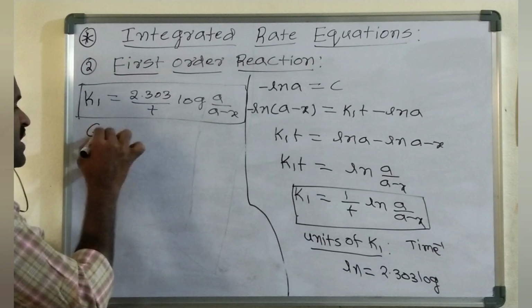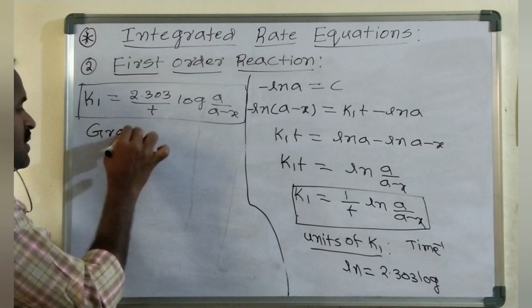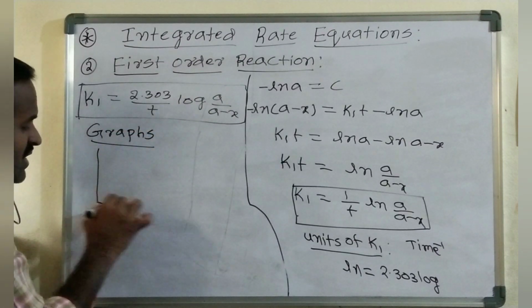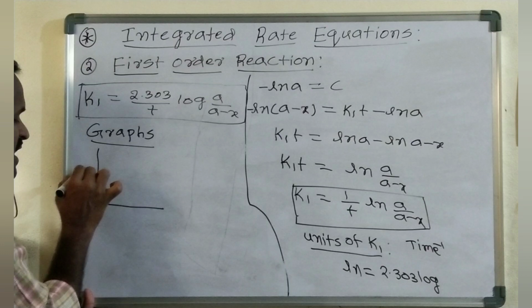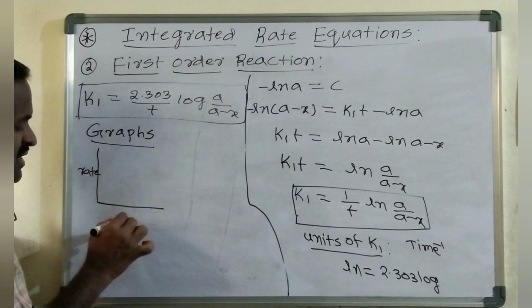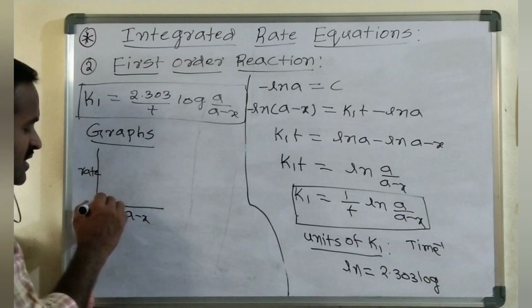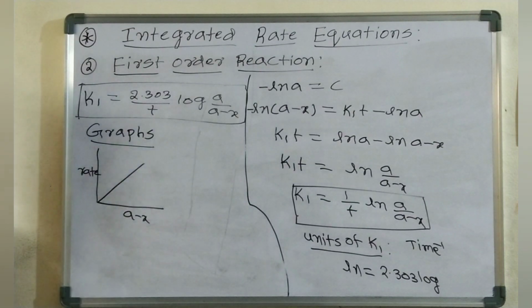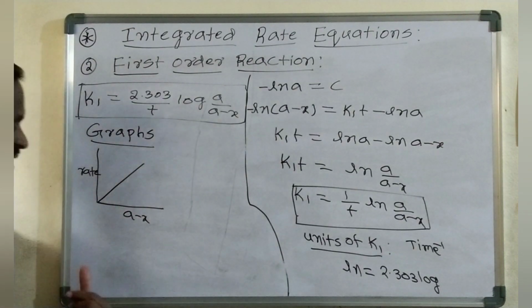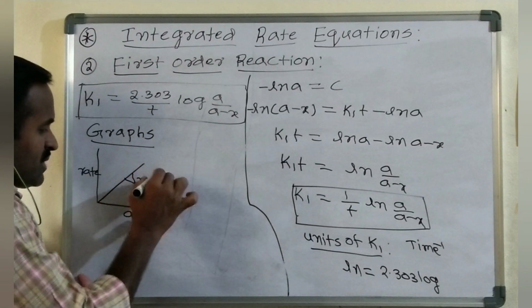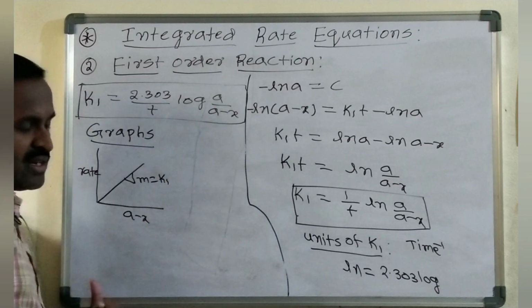So from the graphs point of view, the first one: the rate of reaction, dx/dt, is plotted against concentration (a minus x) on the x axis. Then you will get a straight line passing through the origin, and the slope m is simply the rate constant K1.